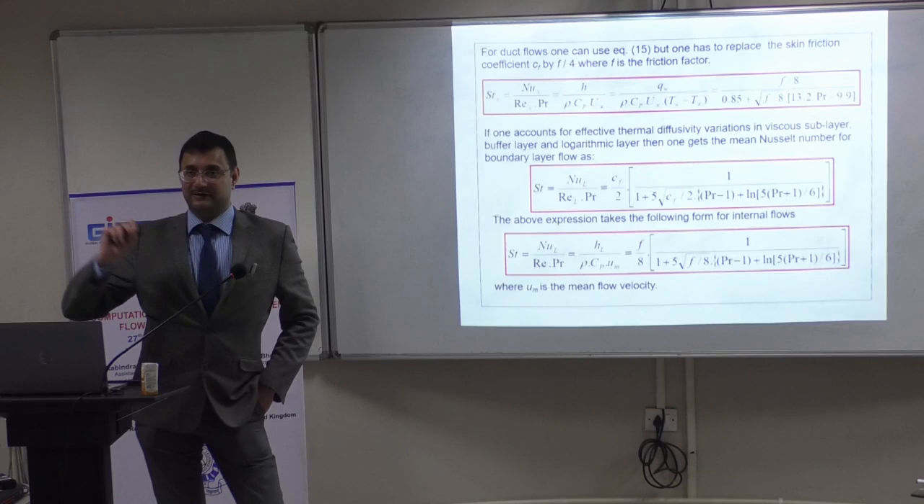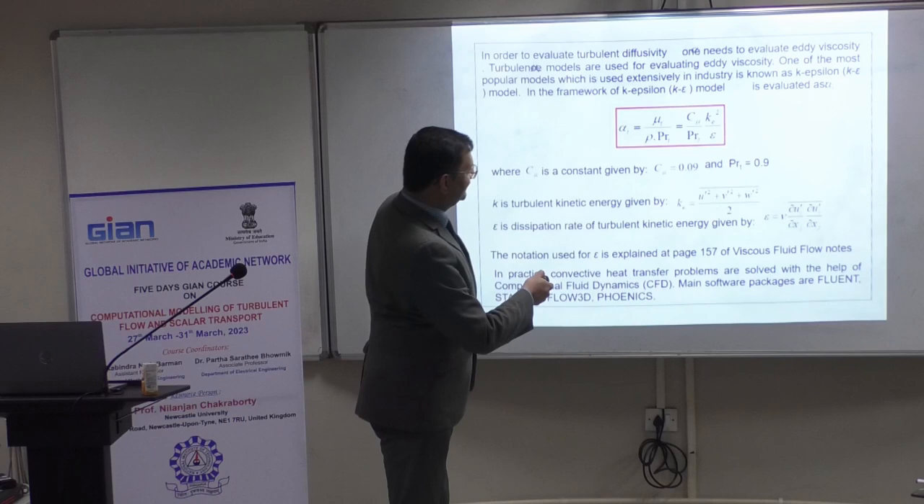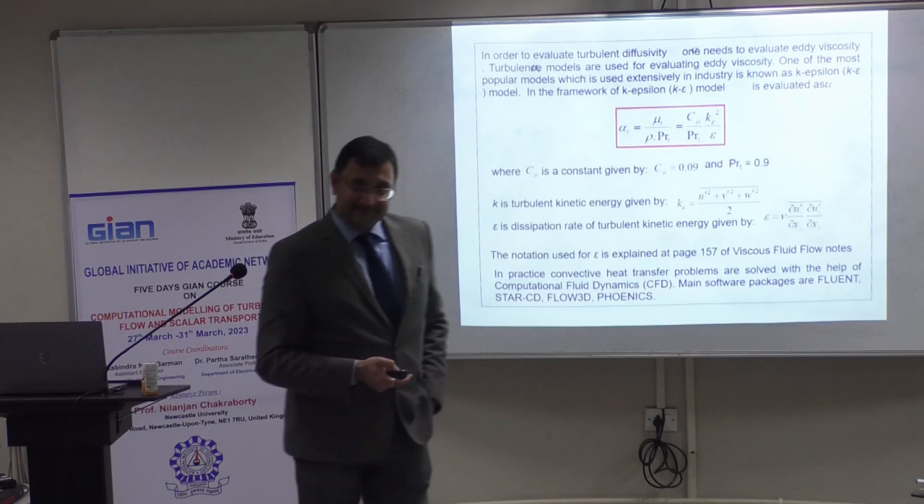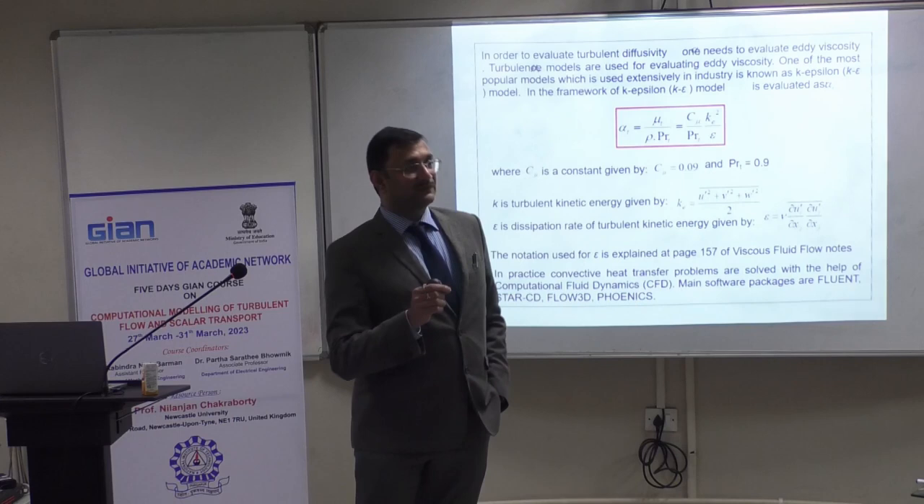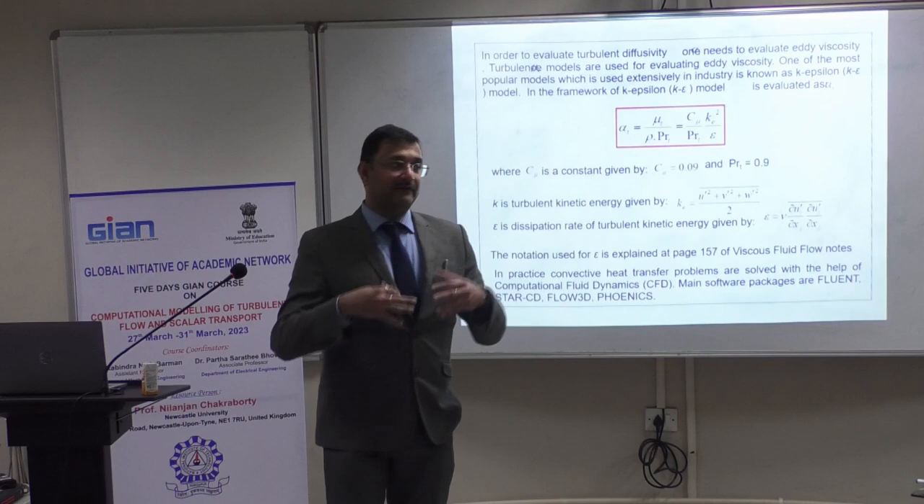Very often, effectively, alpha_t is given in this way, where Pr_t is the turbulent Prandtl number, generally taken to be 0.9. But I will once again tell you, treat this expression with a little bit of caution. There are strong assumptions involved in coming to this expression. It may not be correct all the time. It is correct for passive scalar mixing, but where you have reacting flow, where you have an active scalar, it may not be correct.